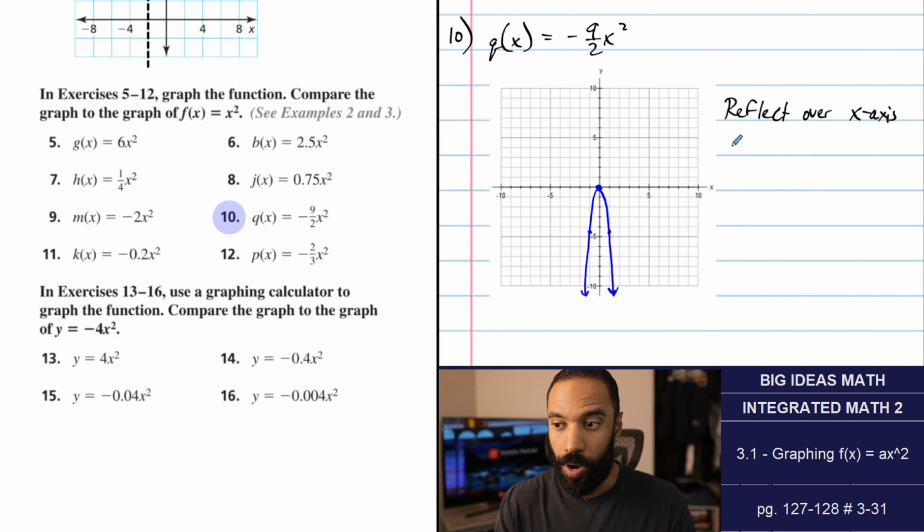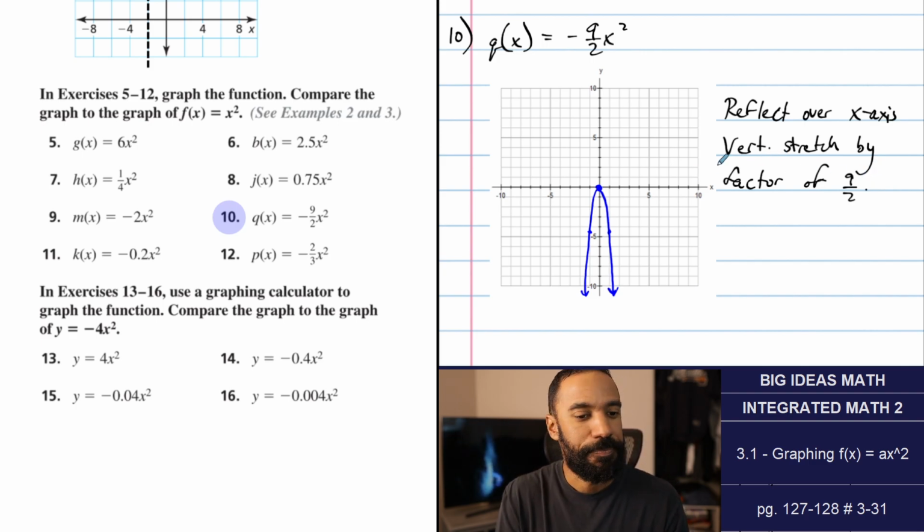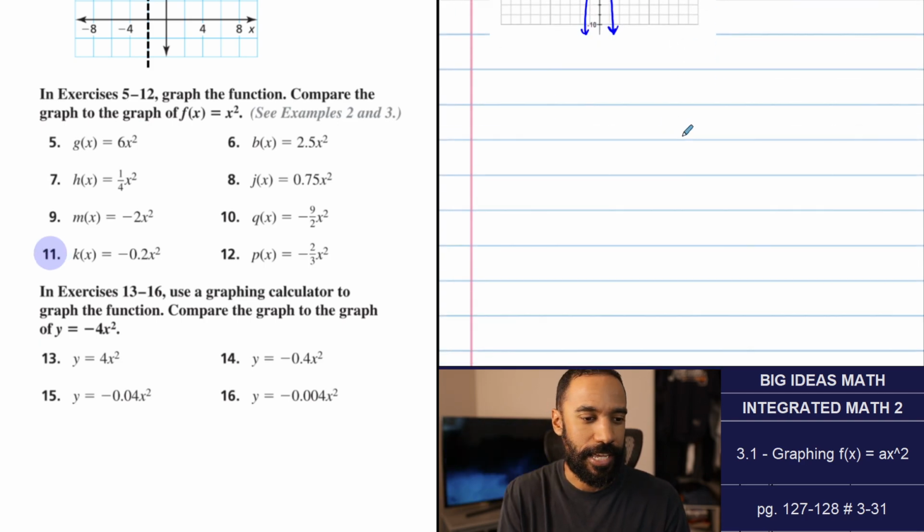And it is more than 1. Vertically stretch by a factor of 9/2. Remember, 9/2 is 4.5. Number 11, going with the interesting fractions still, or decimals.